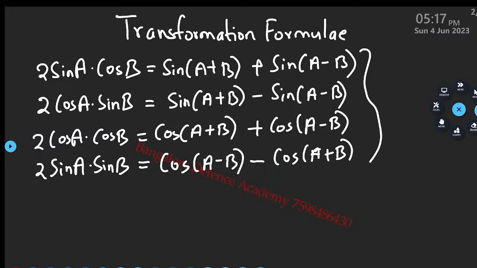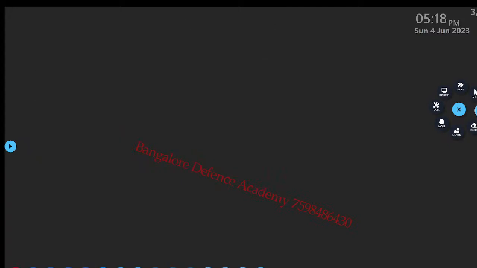Okay. What is the formula for 2 sin A cos B? Plus sin of? Okay. 2 cos A sin B. Loudly. 2 cos A cos B. 2 sin A sin B.